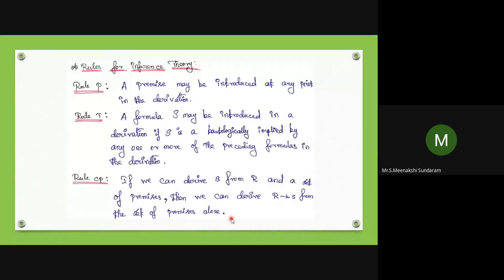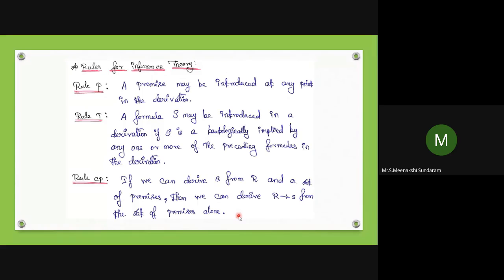So using R, some formula you can use, then you can write S. That is, S is derived from some R and a set of premises. Some premises and the given question you can use for R. Then we derive R tends to S. Again using R, I can use the hypothesis two times. R tends to S from the set of premises alone. That is called rule CP.